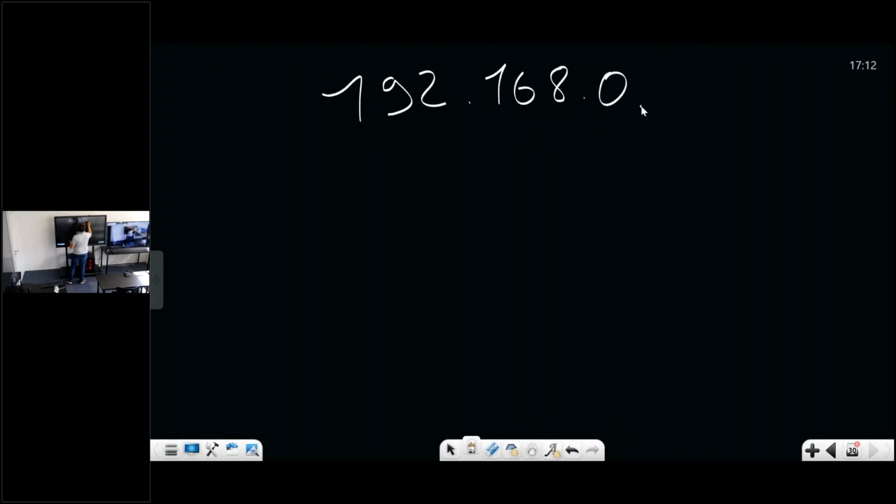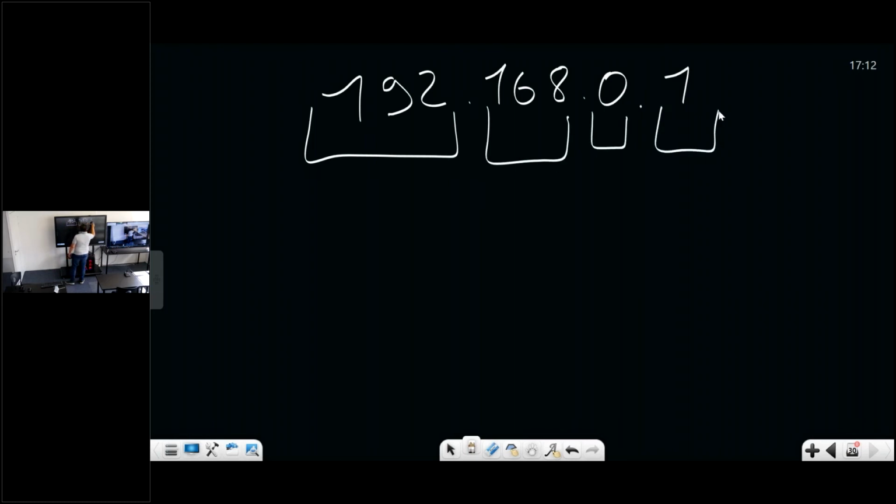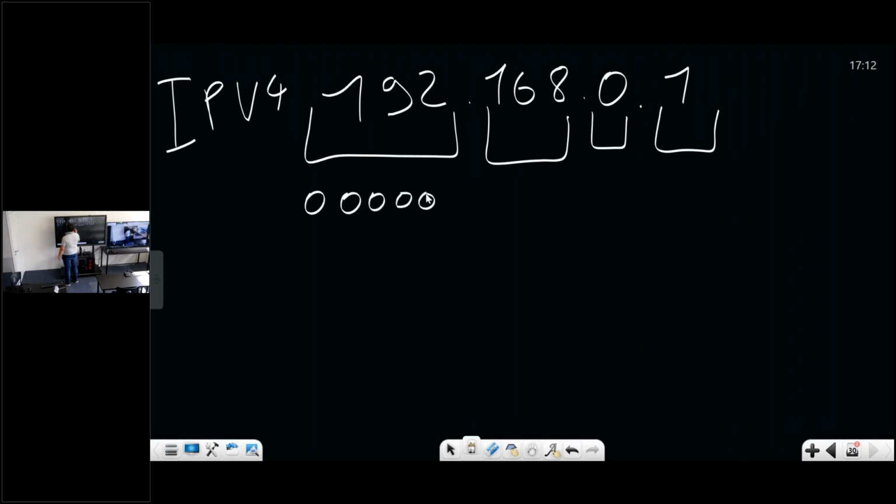So an IP address, as you can see, I will take this one, the one of Alice. As you can see, there are four numbers, and this is why we call it IPv4. IPv4 is for 4 bytes. So what is a byte? It is 1, 2, 3, 4, 5, 6, 7, 8.